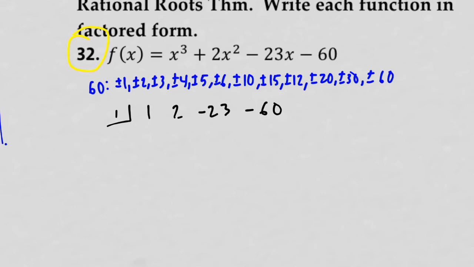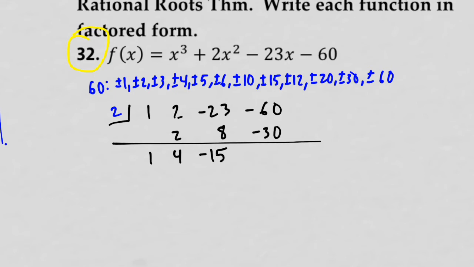Let's test out 2. Did I mess up? Yes, I did. Here. 2. Alright. So bring down the 1. 2 times 1 is 2. That's 4. 2 times 4 is 8. Negative 23 and 8 is negative 15. 2 times negative 15 is negative 30. Nope, doesn't work, right? Because negative 60 and negative 30 give you negative 90.